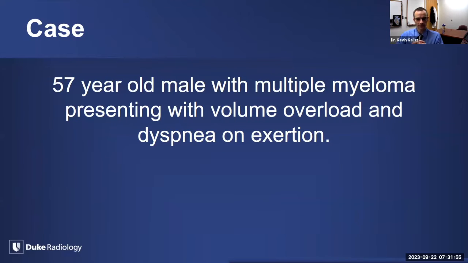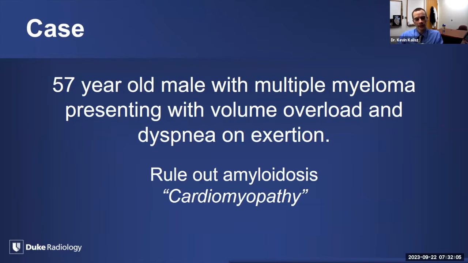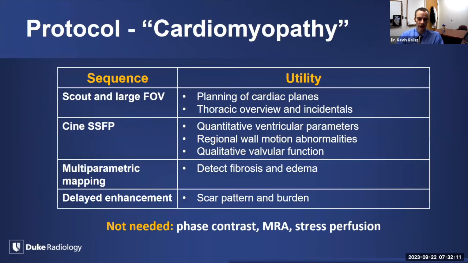Next case: a 57-year-old with a history of multiple myeloma, presenting with volume overload and dyspnea on exertion. So really, a history of multiple myeloma and some sort of cardiomyopathy is a good history for amyloidosis. This would fall under a general cardiomyopathy assessment. And here is our general cardiomyopathy assessment.